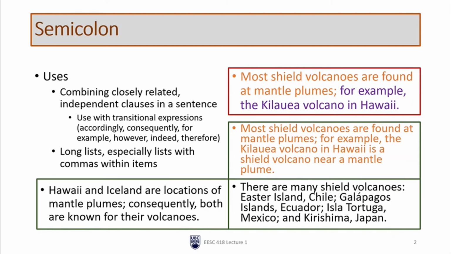I've listed a few on this slide: accordingly, consequently, for example, however, indeed, therefore. And what this does is it ties together two closely related ideas. Usually one is a supporting idea, but they can be tied together as independent clauses within a single sentence. This is much more easy and intuitive for a reader to follow than simply having two sentences which are both independent clauses, but it's more difficult to relate them if they're separated that way.